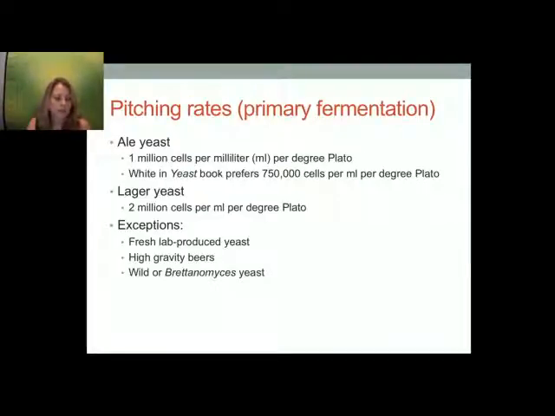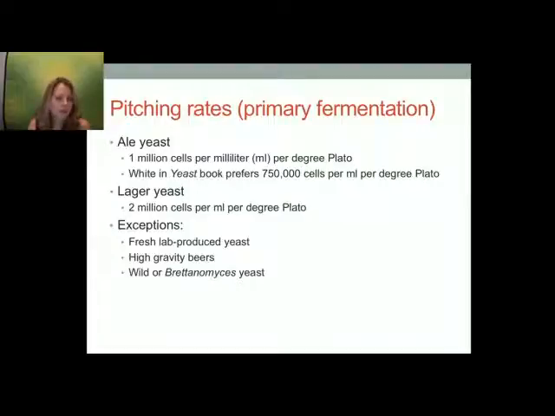For simplification in this lecture, we are only discussing pitching rates during primary fermentation. There are certainly different pitching rates that you can use during secondary fermentation and bottle conditioning, and we will not be discussing them in this lecture. The most often quoted pitch rate for ale yeast is 1 million cells per milliliter per degree Plato. This pitch rate refers to when a brewer is reusing yeast and is not a hard and fast number. In your yeast book, Chris White prefers 750,000 cells per milliliter per degree Plato as an optimal pitch rate.